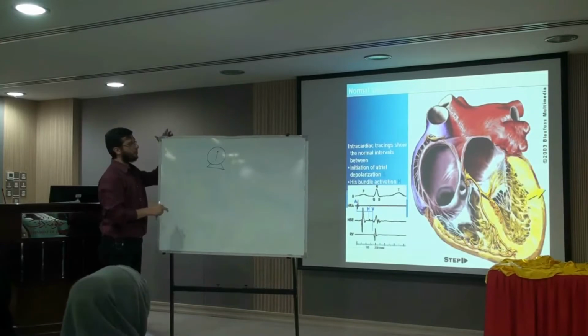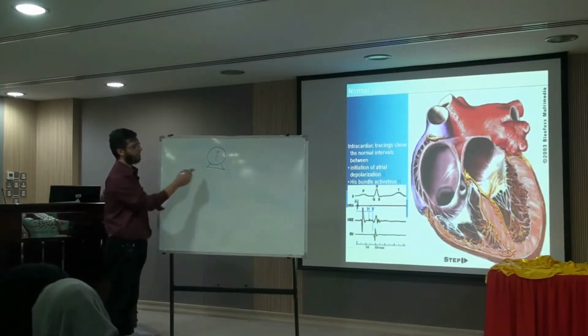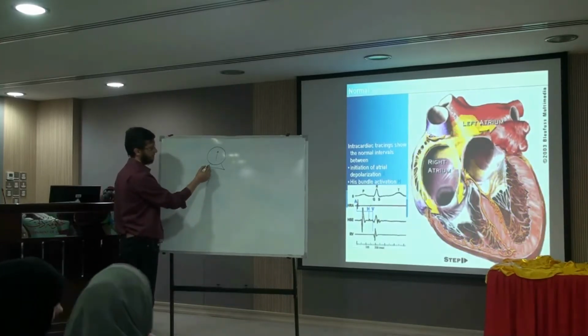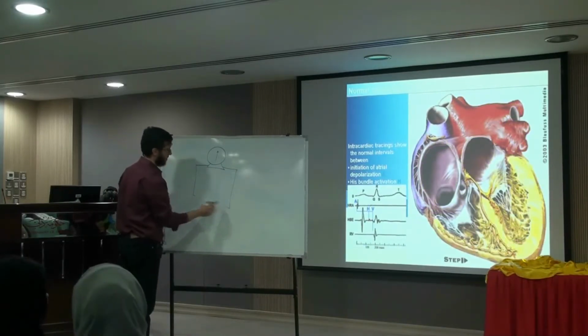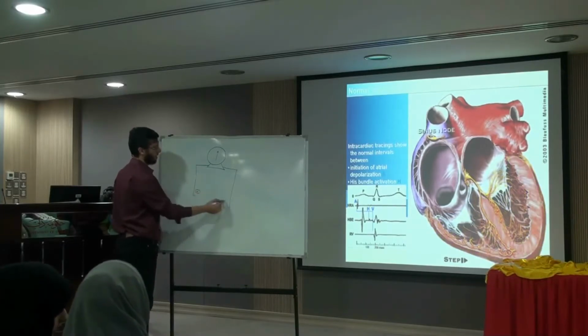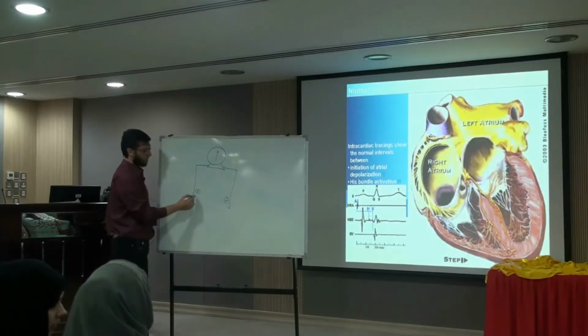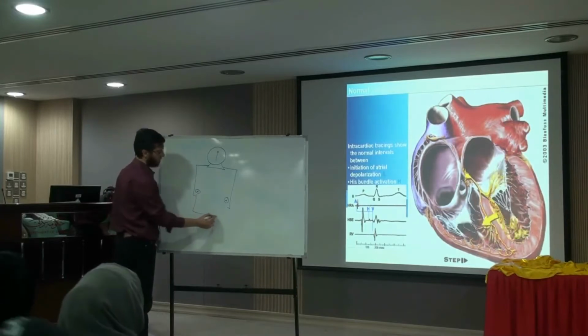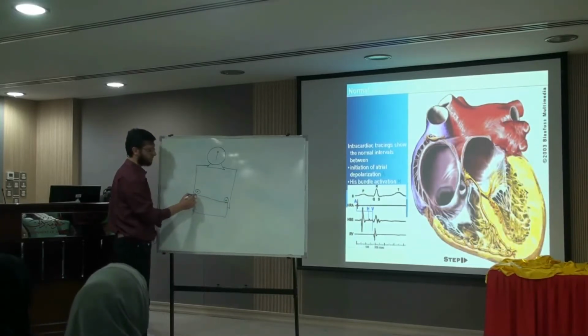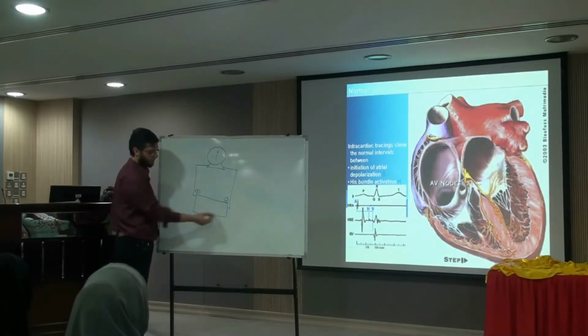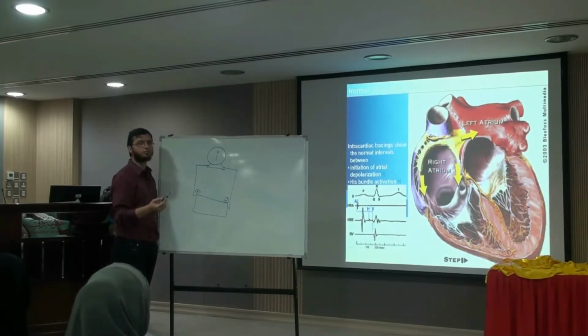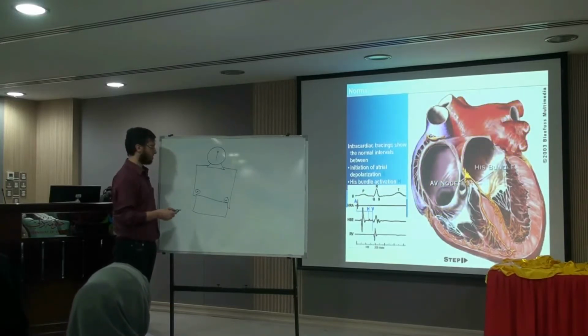Okay. So if you connect this galvanometer with a negative end and positive end to a piece of cardiac tissue. This cardiac tissue has cardiac cells, and each cell has sodium channels, calcium channels, potassium channels.